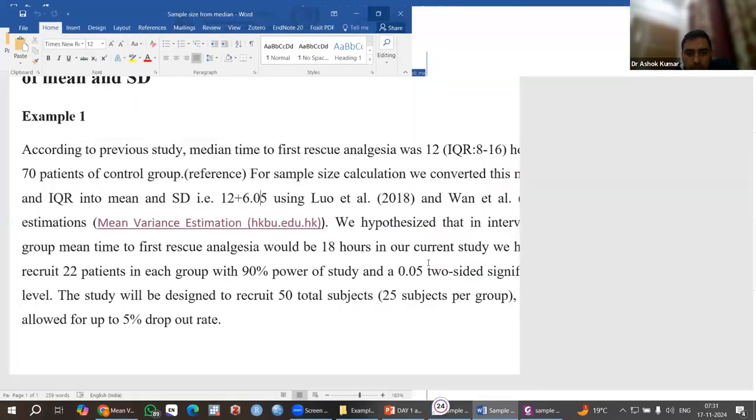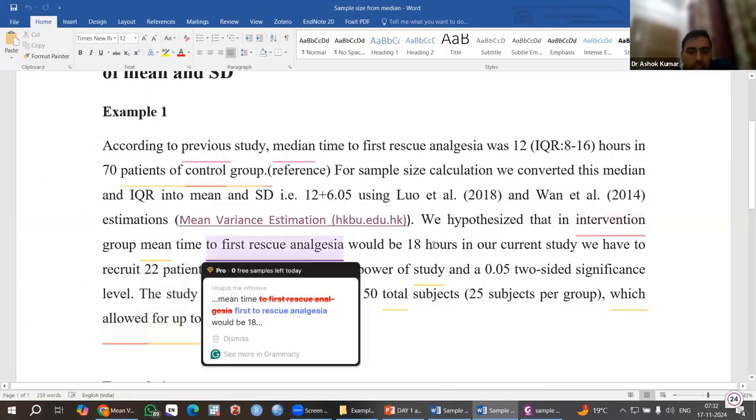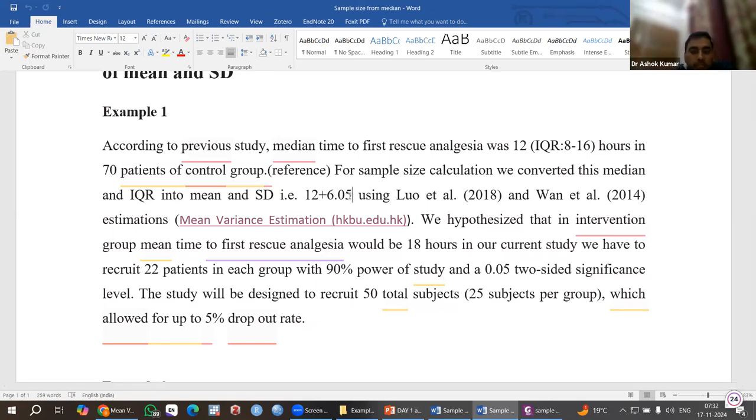After that, what do we do? We hypothesize that in the intervention group, the mean time to first rescue analgesia would be 18 hours. In our study, we have to recruit 22 patients. For this, we have only one standard deviation. We don't have a standard deviation in the intervention group, so we have only the standard deviation of group 1, that is the control group. We can use this standard deviation for both groups to calculate sample size.